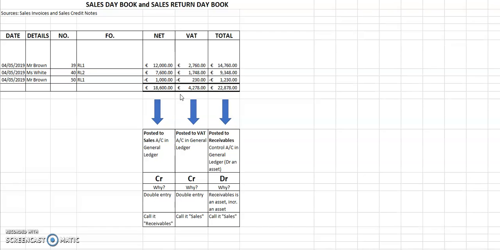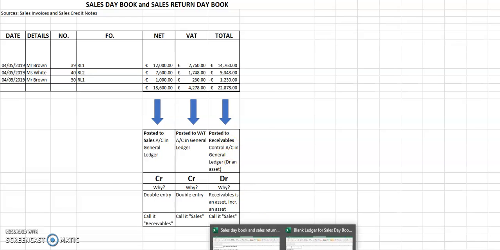So what we have to figure out next is what side do we put it on, the debit or the credit, and also what to call it. So that's what we're going to do now. As you can see here, the total will go to the receivables account in the general ledger. Let me show you the receivables account in the general ledger. So that will be posted there.